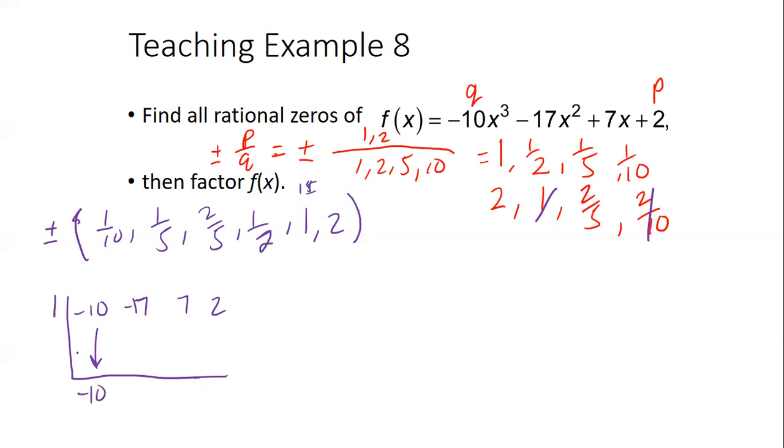So I'm going to bring down -10. 1 times -10 is? -17 plus -10 is? 1 times -27 is? 7 combined with -27 is? And 1 times -20 is? And this equals -18. If it doesn't equal 0, that means that 1 is not a root. So does this equal 0? No. So this is not a root.